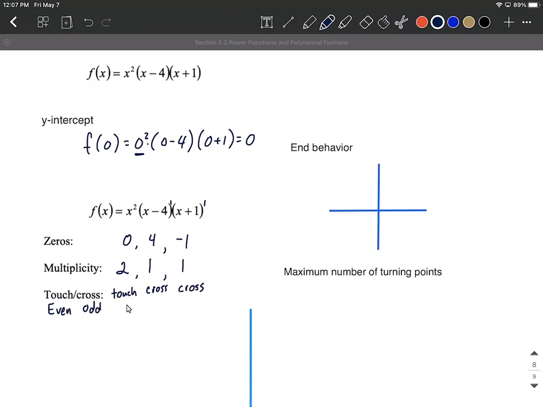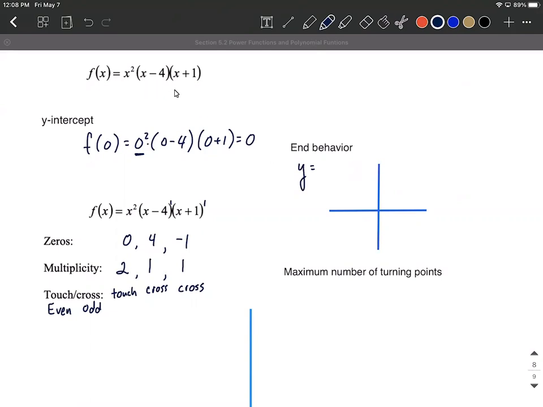When we get to 0, we're going to touch and come back the same direction. At 4, we're going to cross and go across the x-axis, and negative 1, we're going to cross the x-axis also. Next up, our end behavior. This is what happens with the tails at the end of our polynomial, whether they go up or down. This is going to resemble, if we were to take the time and multiply this all out, whatever the leading term would be in our polynomial.